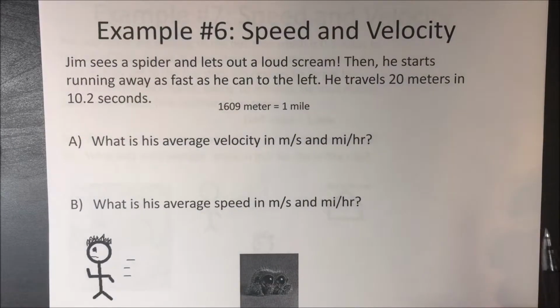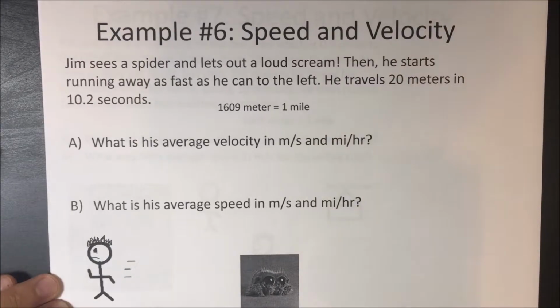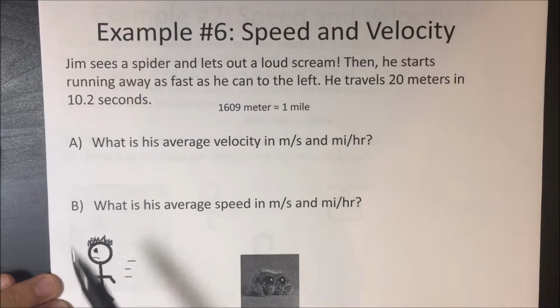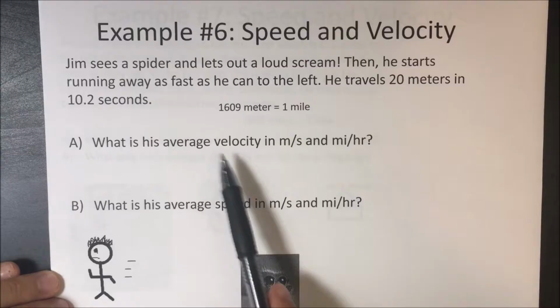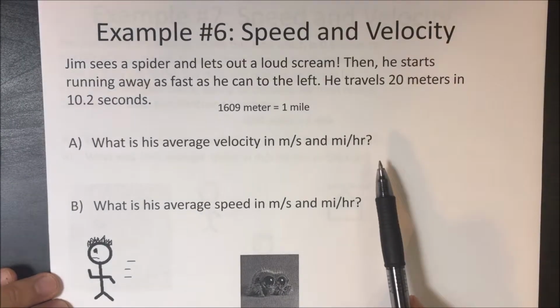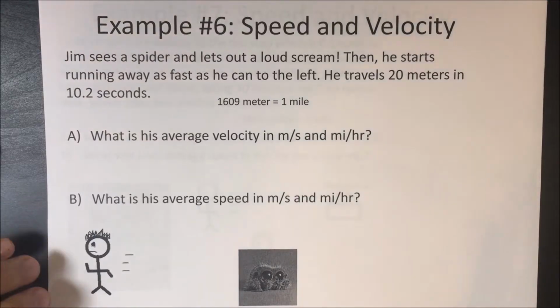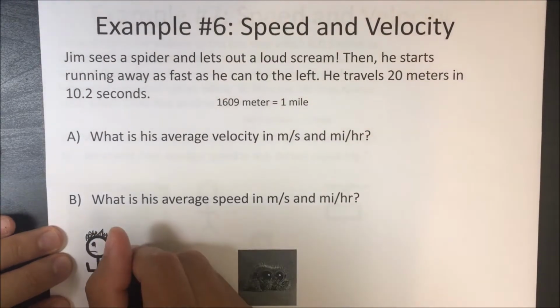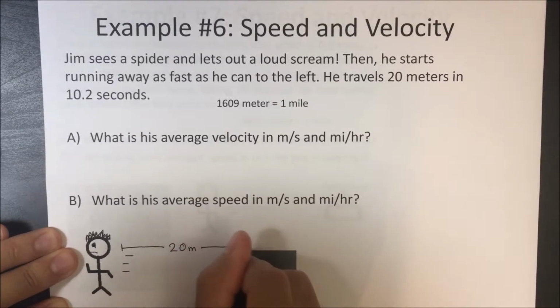Next question, number 6. Jim sees a spider and lets out a loud scream. Then he starts running away as fast as he can to the left. He travels 20 meters in 10.2 seconds. What is his average velocity in meters per second and miles per hour? Okay, so similar problem, but things are a little bit different. So let's see. He goes to the left 20 meters.